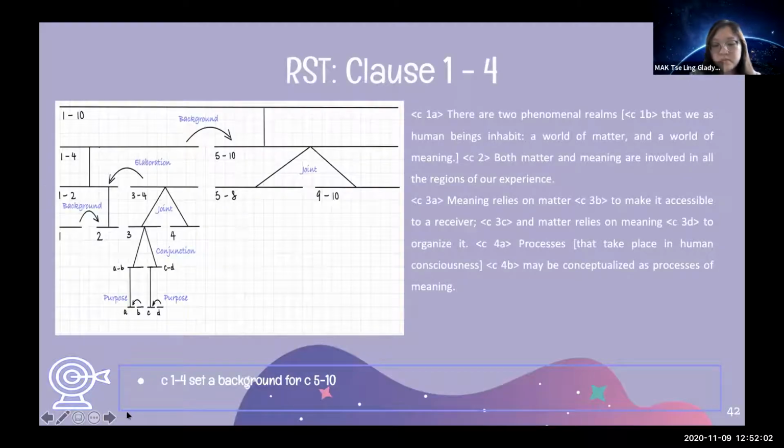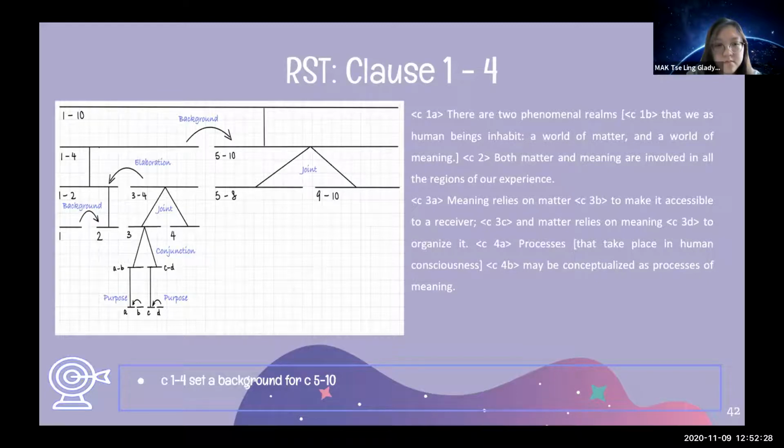Finally, we have come to the analysis of the RST. First, we can look at clause 1 to 4. Clause 1 to 4 talks about the two fundamental views where humans reside, which provide a ground for clause 5 to 10 to discuss how language systems recognize these two views.